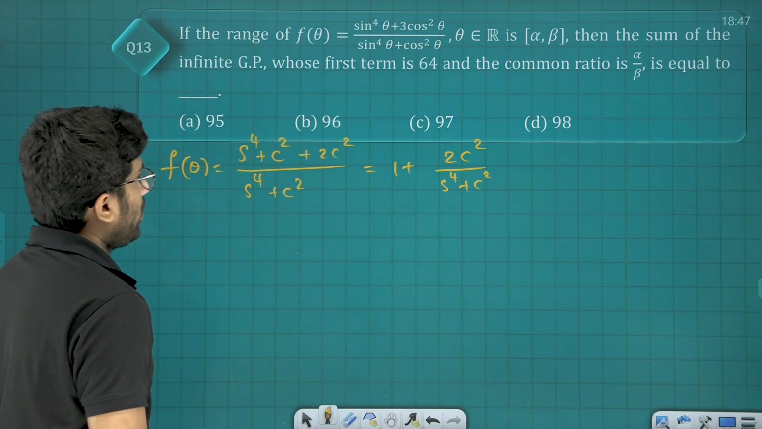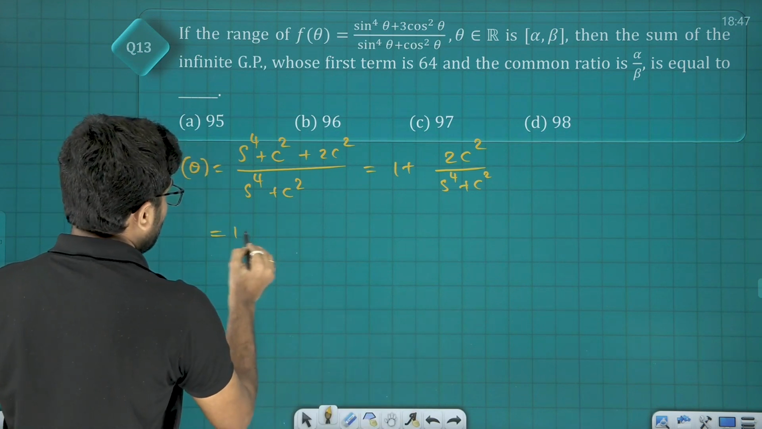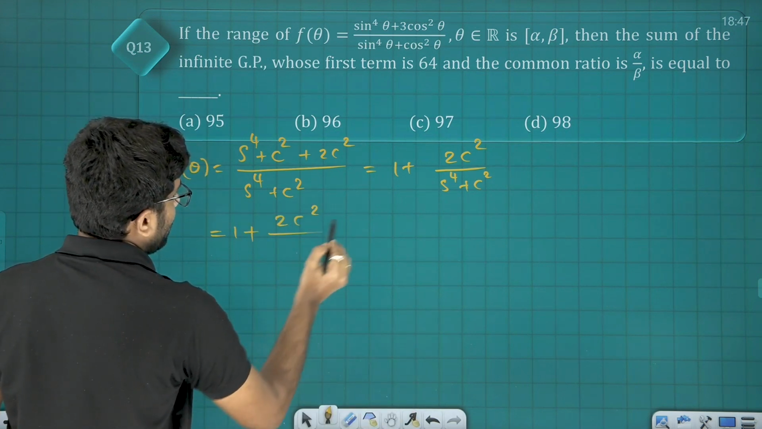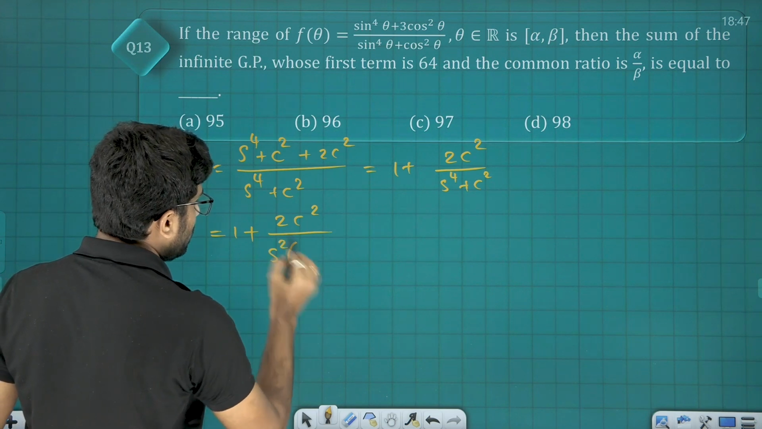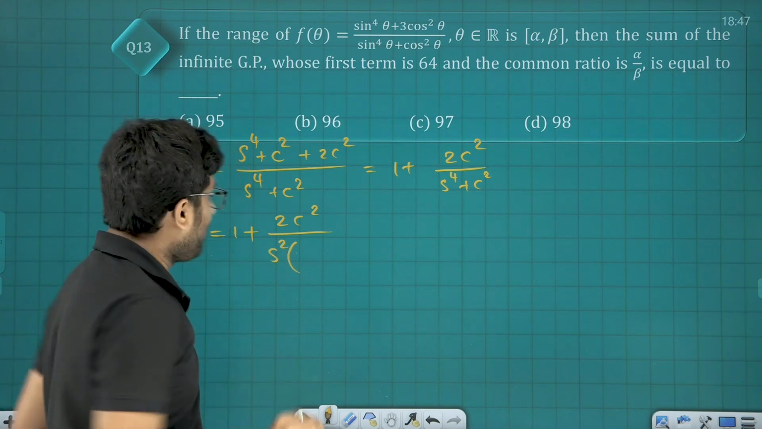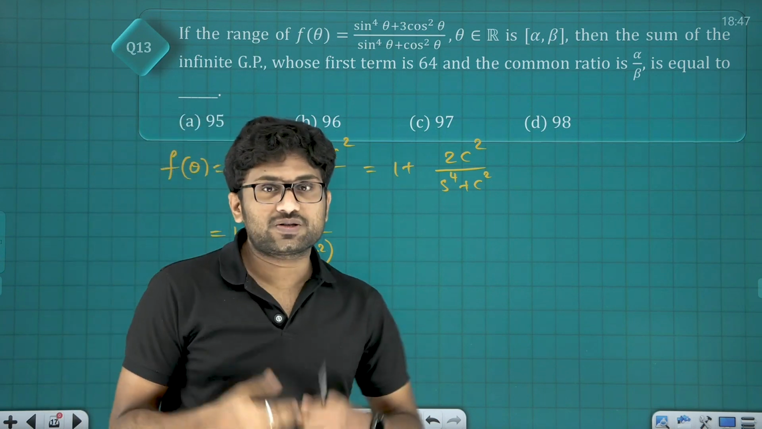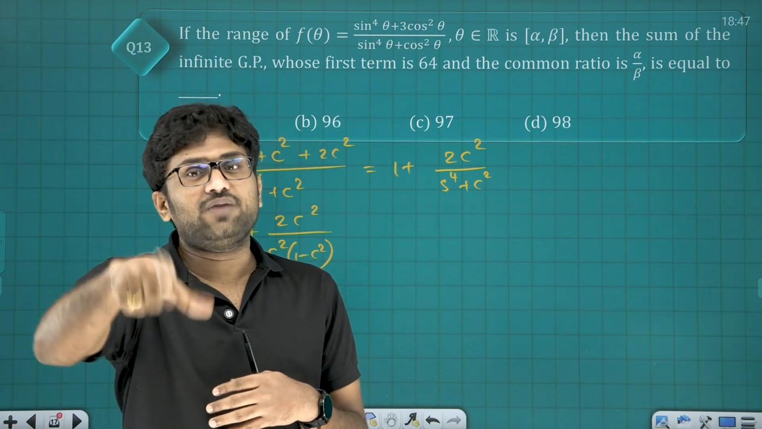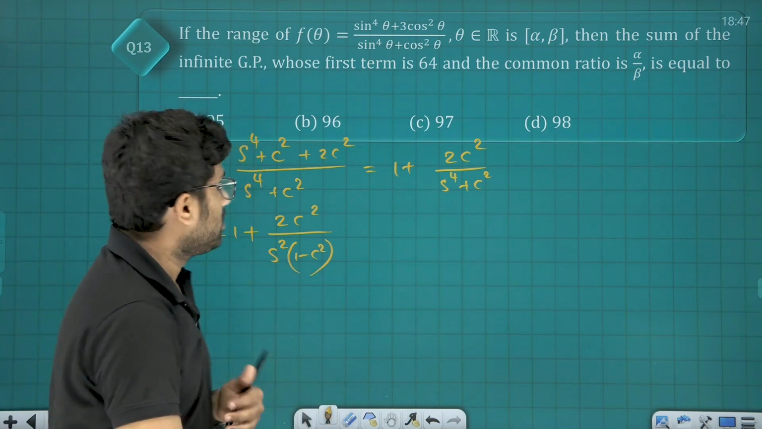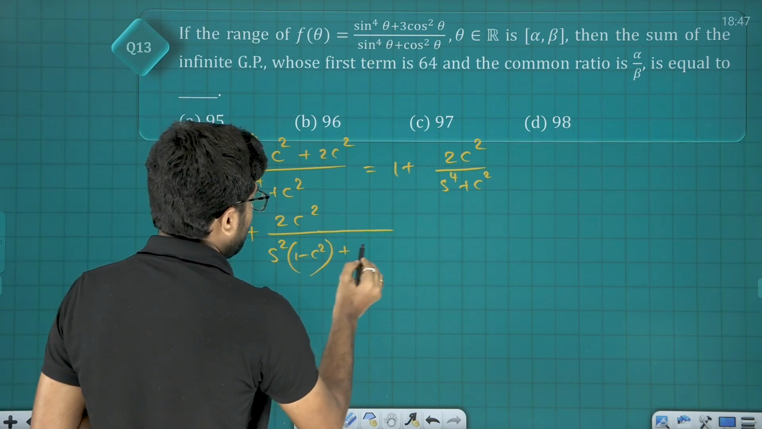Okay, now I can write this sin power 4 as sin square into sin square. That sin square is 1 minus cos square, correct? Sine power 4 we can write as sine square into sine square. One sine square we can write as 1 minus cos square. So 1 minus cos square plus cos square.